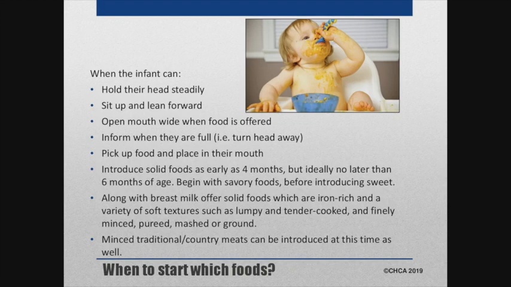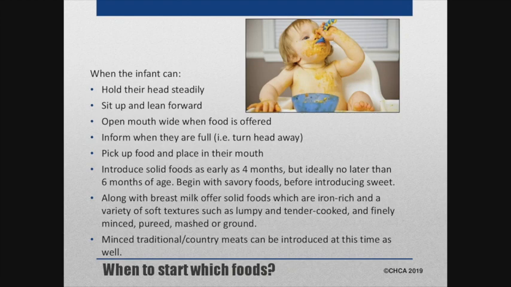Now, when to include and when to start patients on solids. So when they can hold their head steadily, when they can sit and lean forward, when they can open their mouth when food is offered, and when they can state when they're full, either by turning their head or pushing the spoon away. They can usually pick up food and show some interest in expanding beyond formula or breast milk. We can introduce solid foods as early as 4 months of age, but again, they must meet these other criteria. Ideally, solids should not be introduced any later than 6 months of age.